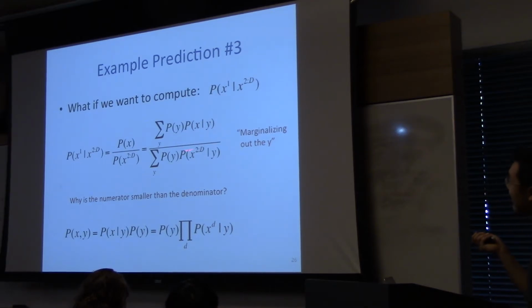Now the numerator is smaller than the denominator because, recall, here x is all of x, and here x is just all the x except for the first feature. Since this is a product, this one is multiplying more things than that one, and all these numbers are less than 1, therefore the numerator is smaller than the denominator, in case that is a point of confusion.